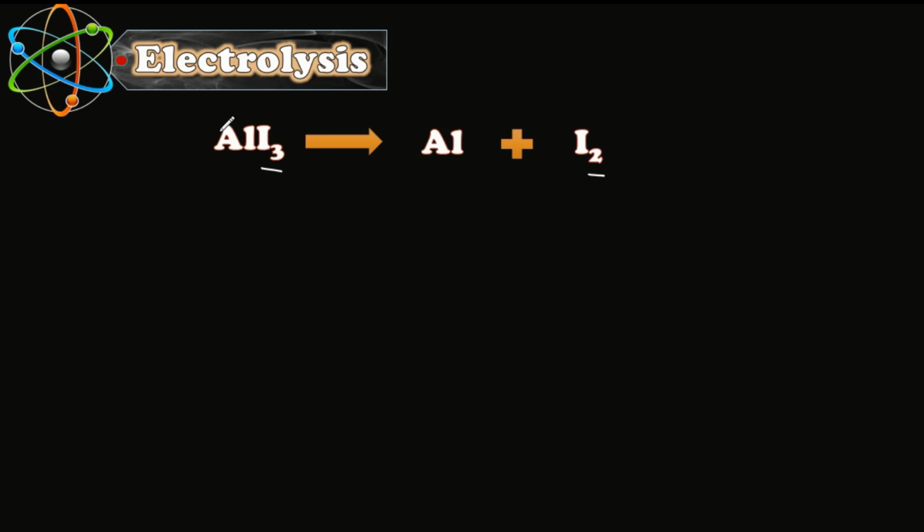Now, what is the oxidation number of aluminum? It is 3. How do I know? Because look here, AlI3. So we use the cross method. This will go the oxidation of this, and this is the oxidation of this.